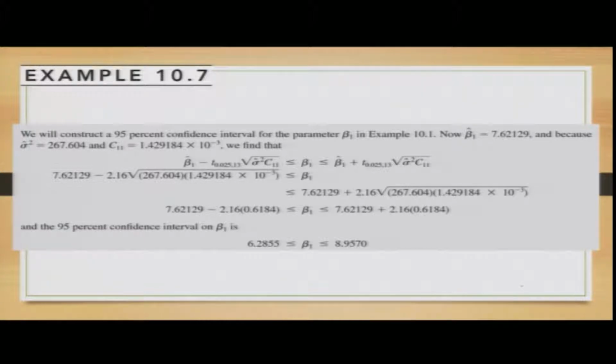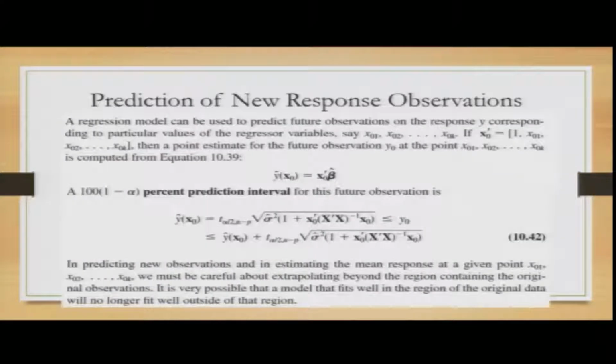Now, beta 1 hat is equal to 7.62, and because sigma square hat is given as 267 and C11 is given as 1.42 times 10 to the power minus 3, we can find the confidence interval for beta 1. At a 95 percent confidence level, the left limit comes out to be 6.2855 and the right limit is 8.9570. If you change the 95, the values of the left and right limits would change. Depending on that, you can find the new limits for the confidence interval for the betas depending on the level of significance.